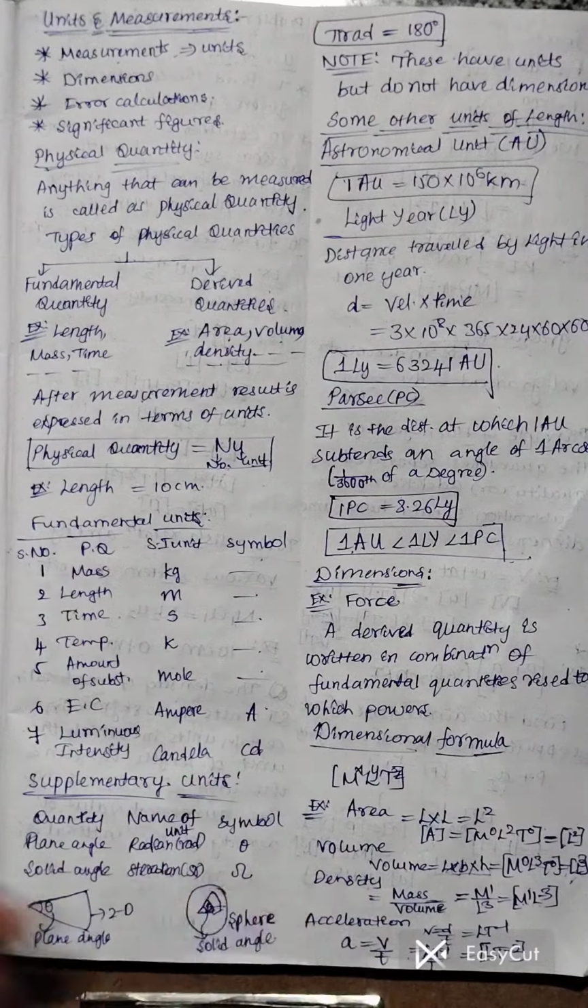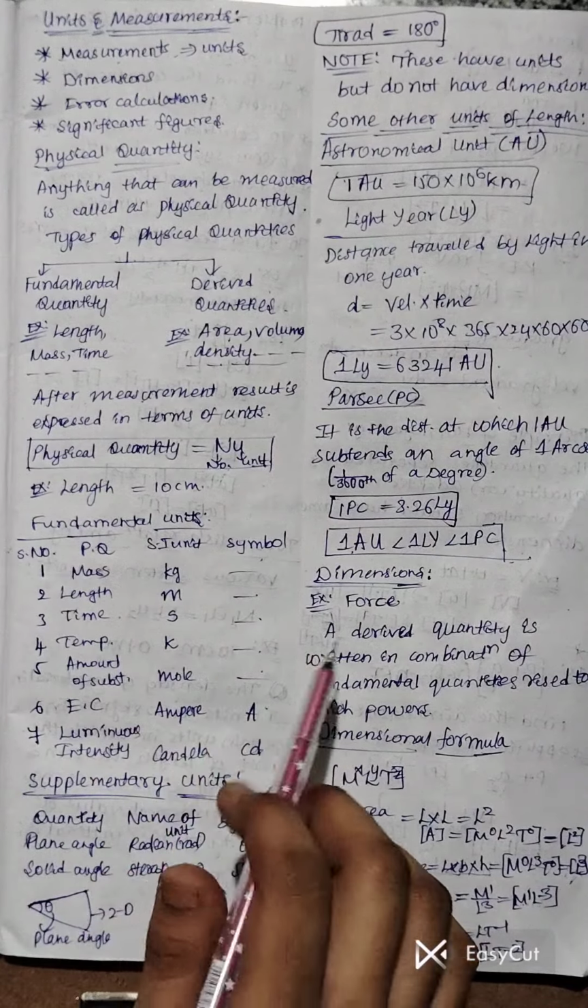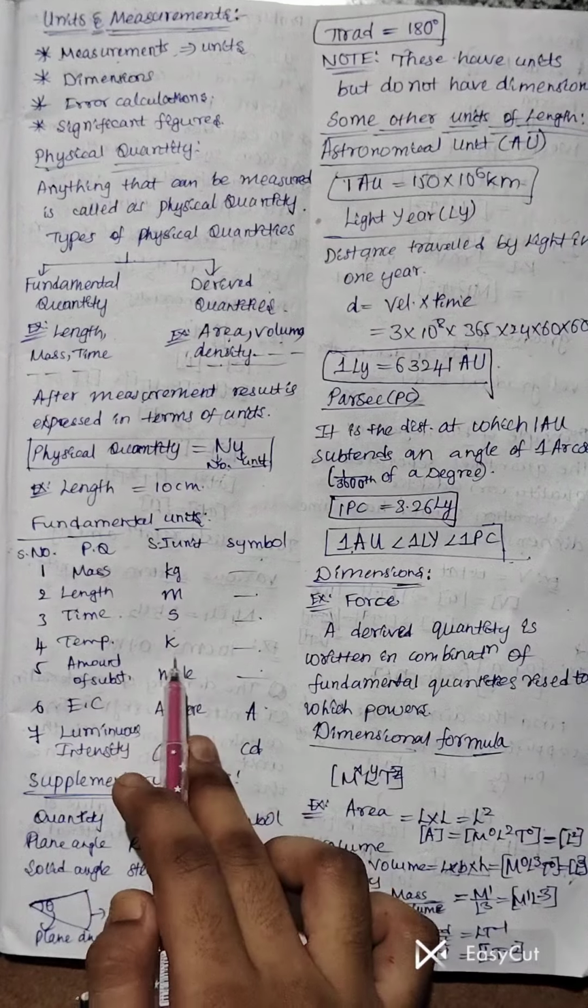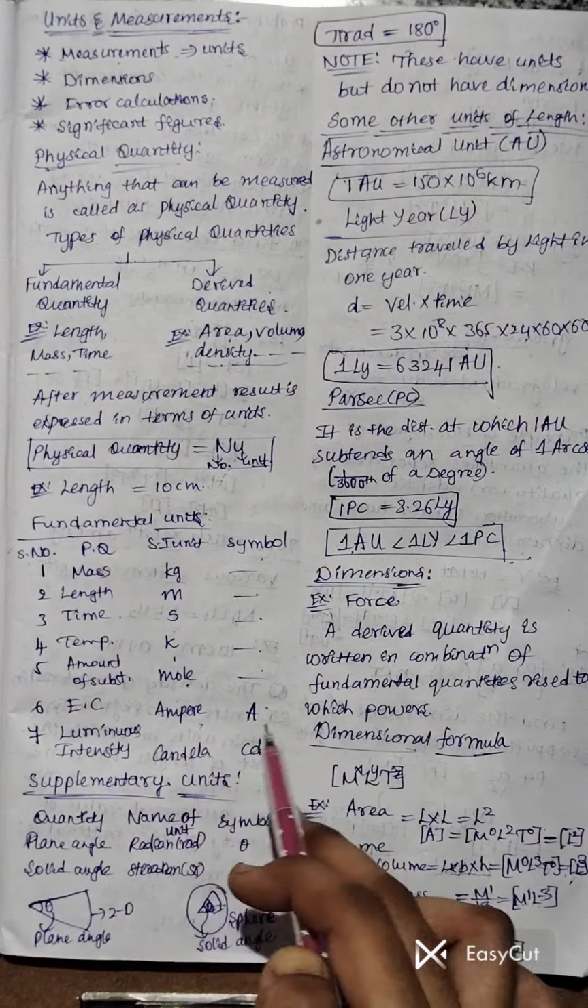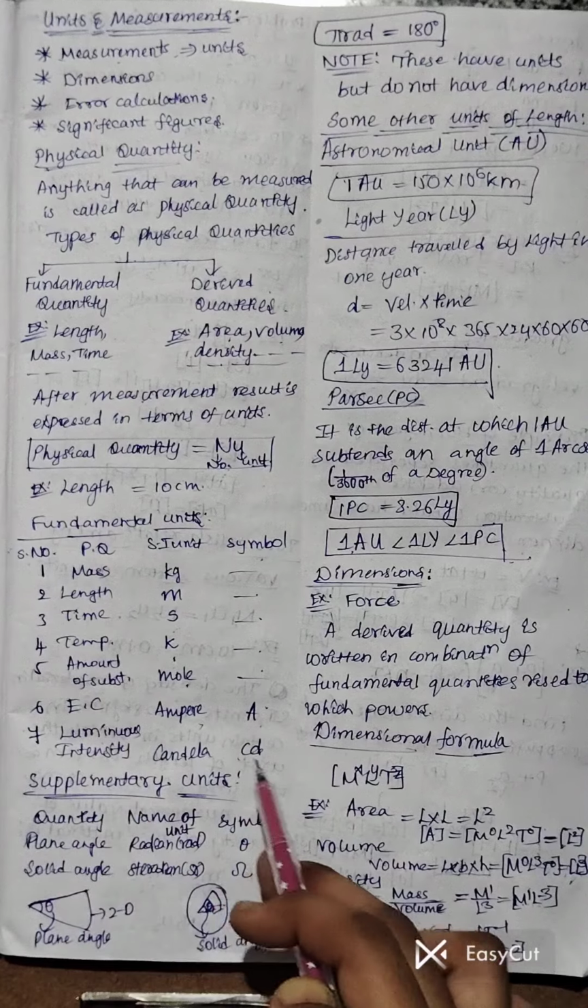And the symbol for mass is kg. For length it is m, meter. For time it is s, second. For temperature it is K, Kelvin. For amount of substance it is mol, mole. For electric current A. For luminous intensity cd.